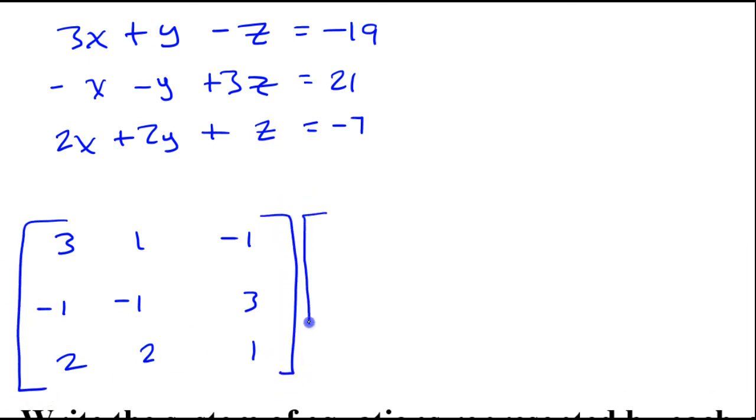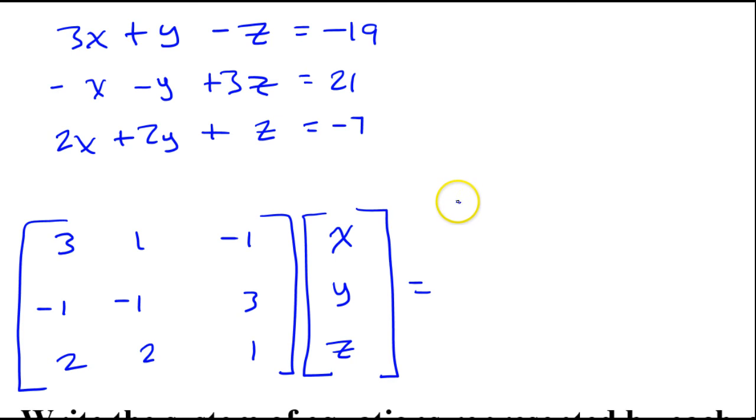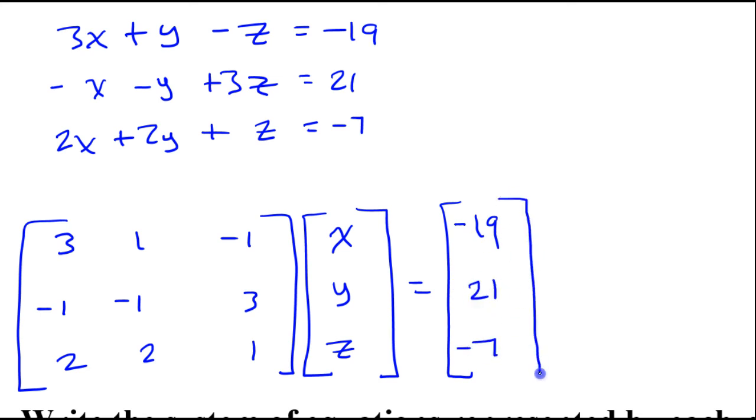Now this will be multiplied by the variable matrix, which will just have all the variables, which in this case is simply x, y, and z. And then we will set that equal to the answer matrix, the constants, so negative 19 and 21 and negative 7. So this is a matrix equation that would represent the original system of equations.